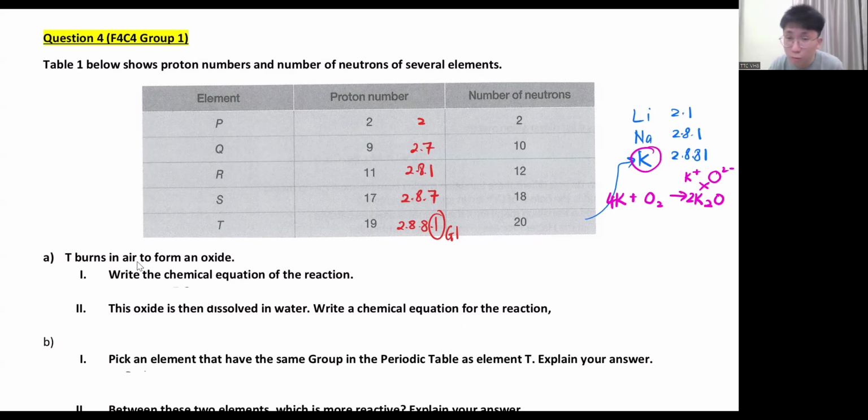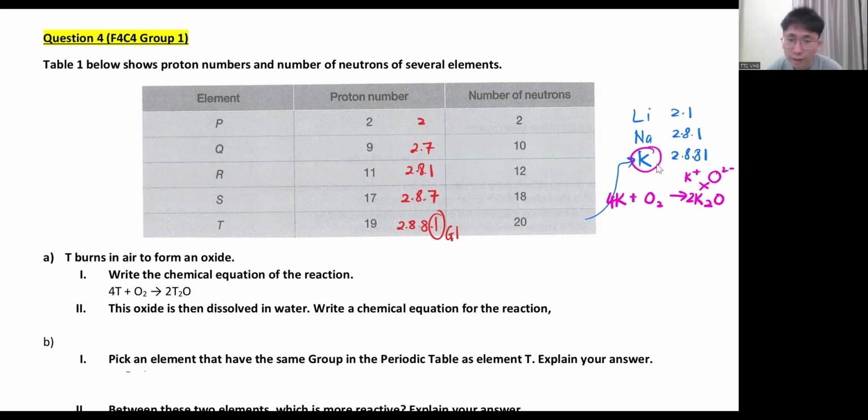Balance equation is always after writing out equation already. The last thing to do is always balance equation. So if you can write out this thing, then you can modify your K to your T. So you can see 4T plus O2 becomes 2T2O, instead of K2O and 4K, now you have T.